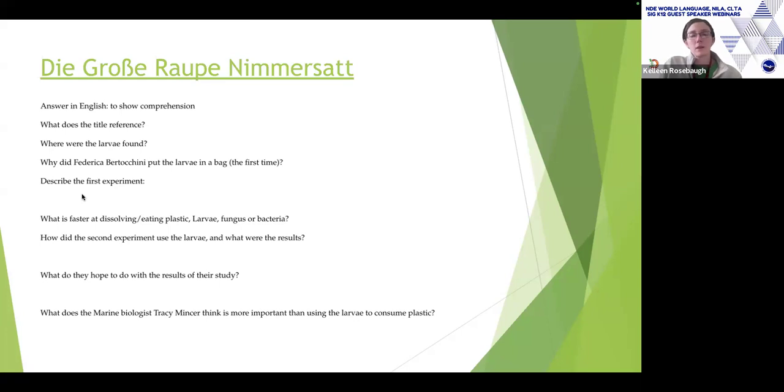A lot of students like this one because it talks about squishing bugs and seeing what happens, and it goes over vocabulary for scientific experiments. So if they're interested in science, that can be very helpful, having some of that background.